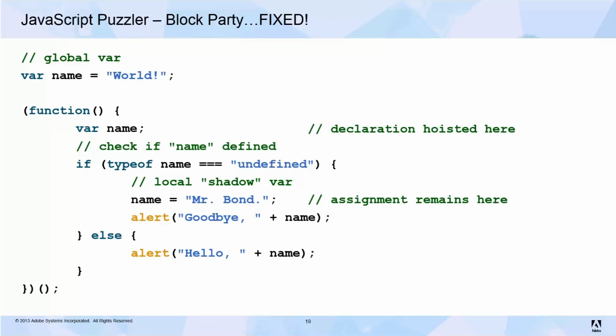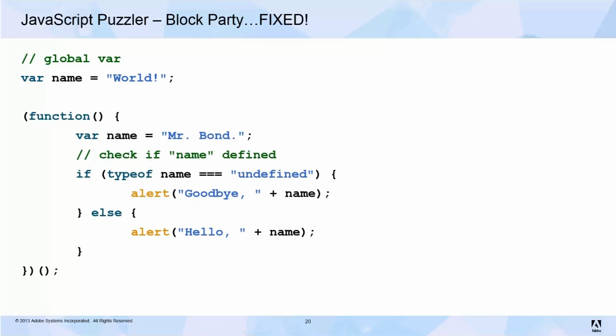So, like I said here, the declaration got moved up and the assignment remained there. So now we can easily see why name is undefined. Well, how do we fix it? A good convention to follow is, if you're going to declare a variable, declare it at the top of your function so there are no surprises. You won't get surprised by anything that the interpreter does.